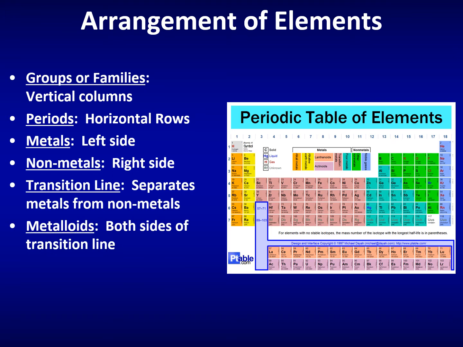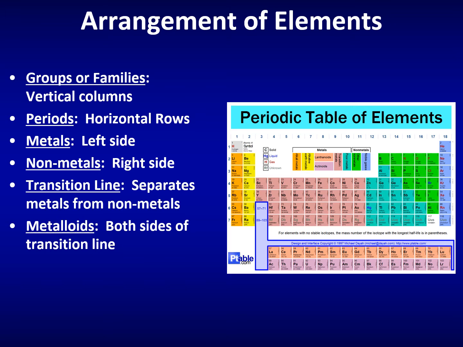In general, we see that the metals are on the left side of the periodic table and the nonmetals are on the right side. There's a transition line that separates the metals from the nonmetals. In this diagram here, you can see the aqua blue is separated from the lime green. Those are the two sides of the transition line. It's a line that separates the metals from the nonmetals.